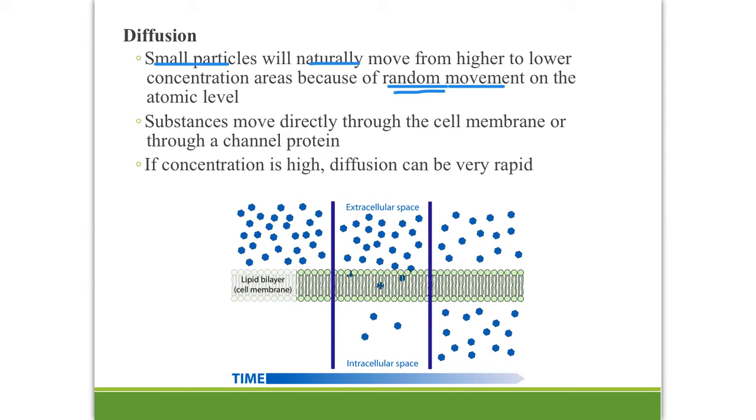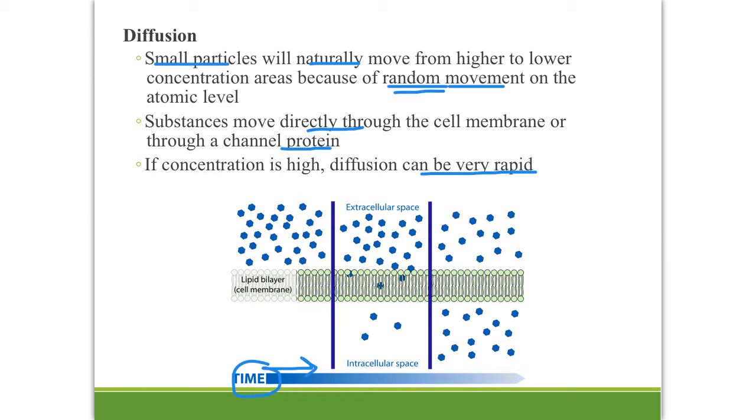Substances can move directly through the cell membrane, through that lipid bilayer, or through a channel protein. And incidentally, if concentration is high enough, diffusion can be very rapid. We depend on diffusion for part of our nervous system, and you know how fast nerve impulses can move in your body.